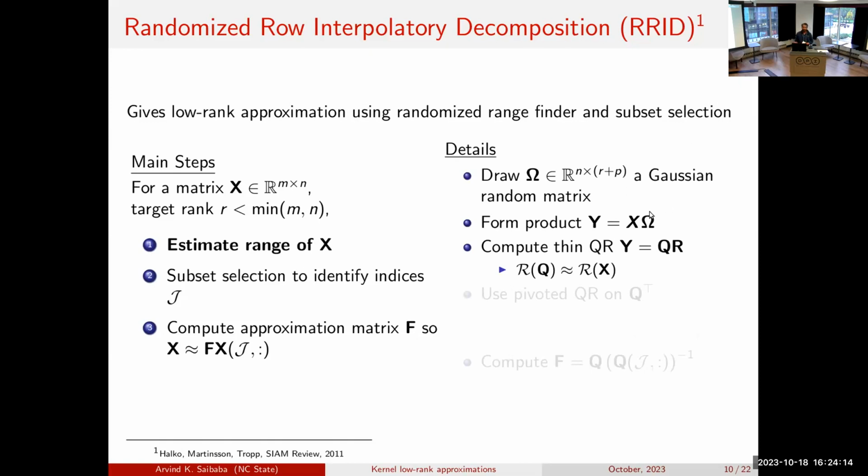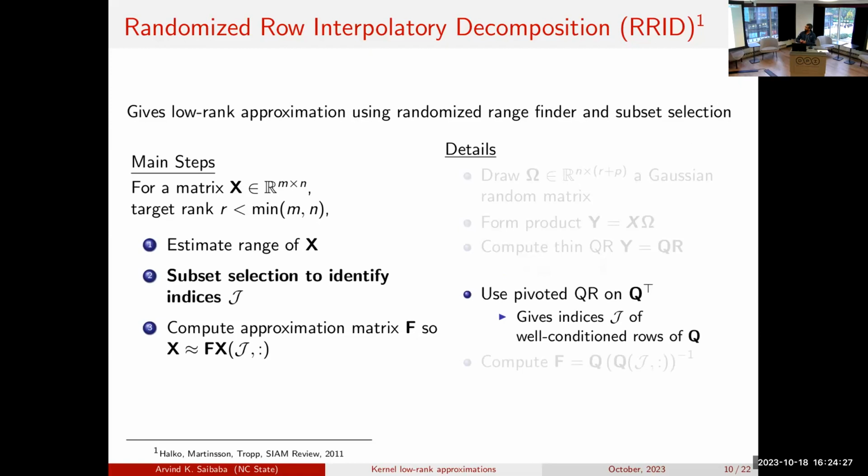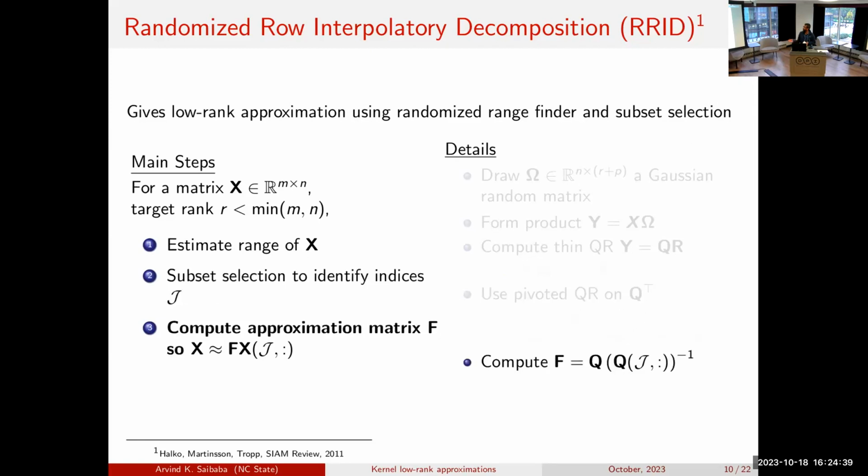Think of the random matrix as a Gaussian random matrix. Like all good numerical linear algebra, after you sketch, you do a QR factorization, so you have an orthonormal basis. So you could compute a low rank approximation just with that, but we turn it on its head. We transpose the Q, we do a pivoted QR to identify well-conditioned columns of Q transpose and similarly rows of Q. And together with that, we get this factor matrix.